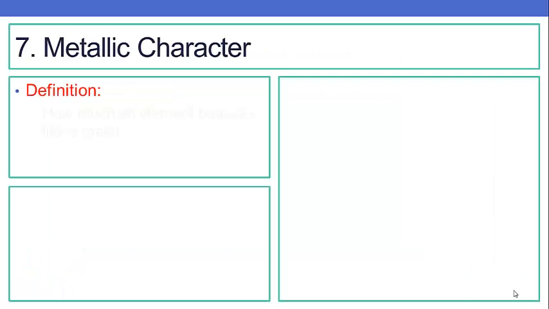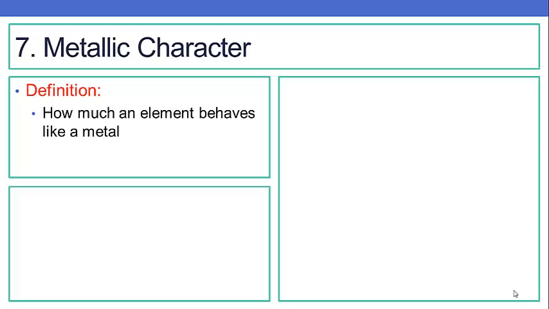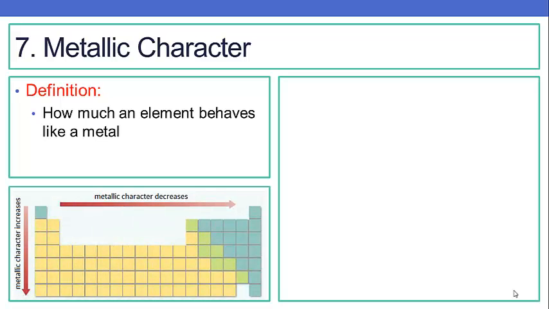So metallic character. This is just going to be how much an element behaves like a metal. And metals are metals because they lose electrons. So basically, my metallic character is going to be higher, it's going to behave more like a metal, the easier it is to lose an electron. So we see as we go down a column, we get more metallic character, and as we go across a row, we get less metallic character.